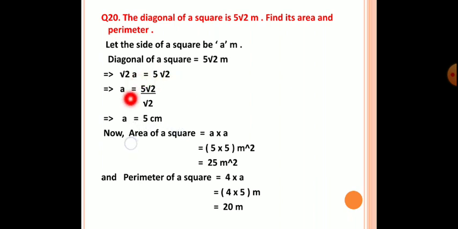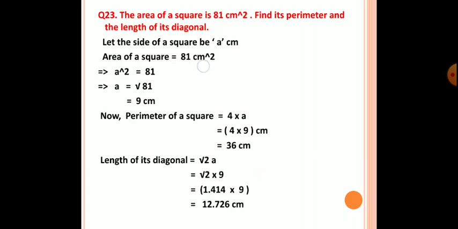So to find the value of a, let us take the root 2 to the other side. So a equals 5 root 2 divided by root 2. So root 2 and root 2 cancel. Therefore a is equal to 5. Sorry, it's 5 meter. Now let us find out the area of the square. So area of a square is equal to side into side, or a into a. That is 5 into 5, which is equal to 25 meters square. Again, we'll find out the perimeter. So perimeter of a square equals 4 into side, or 4 into a. So 4 multiplied by 5 equals 20 meter.